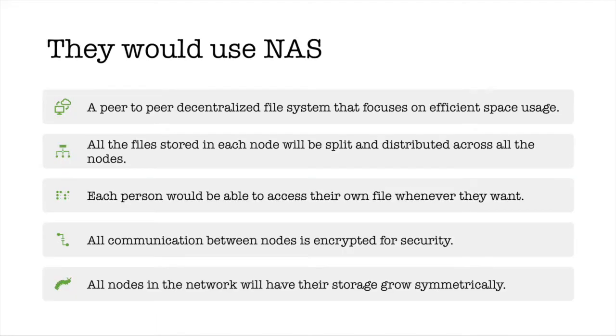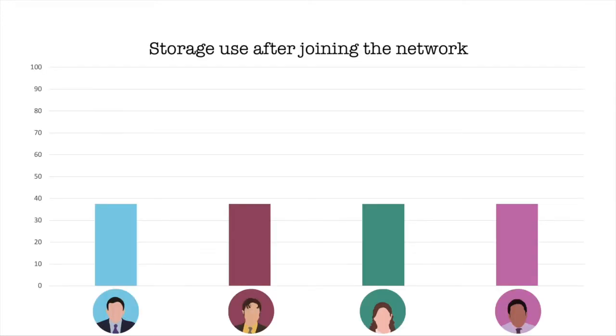They would use NAS, a peer to peer decentralized file system that focuses on efficient space usage. All the files stored in the system will be sharded, and each person will be able to access their own file whenever they want. All communication will be encrypted, and all the nodes in the network will have their storage grow symmetrically. So, after the network is installed in the office, we'll be able to see that the storage is split across the whole network, and now everybody can use more storage if they please.